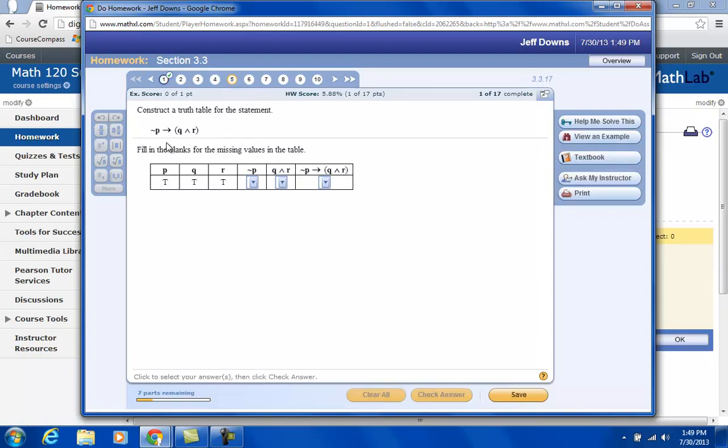Okay. Fill in the blanks for the missing values in the table. So if P is true, not P is false. Q and R, so we have true and true, so that's going to be true. So if false, then true. The first part's false, the second part's true. That's a true statement.